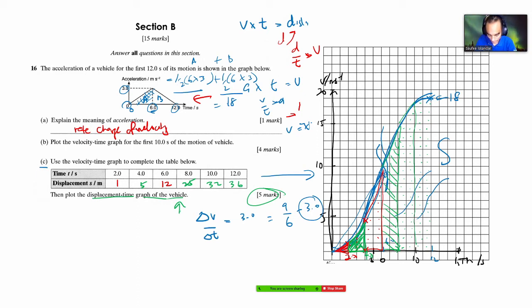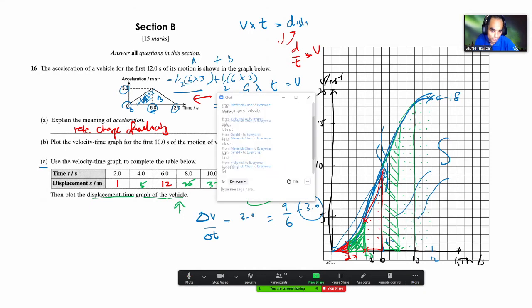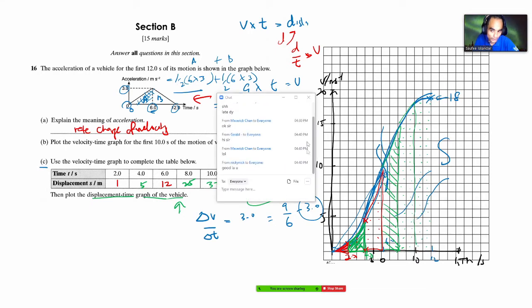Gerard says, "Sir, I joined the class 10 minutes late as I was rushing back from outside." This is a note from Gerard. He says he joined 10 minutes late, so now is 4:40. 4:15 plus 10 minutes, that's 4:25. Now is 4:40. Okay.